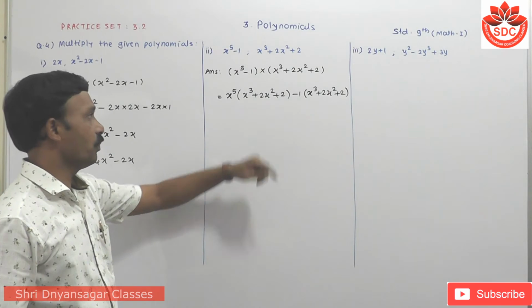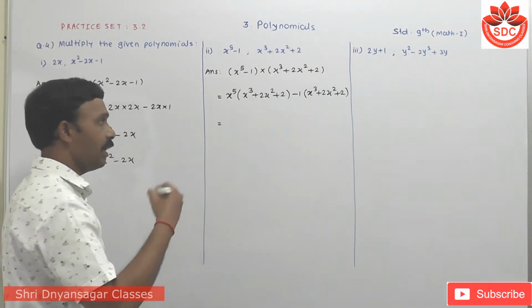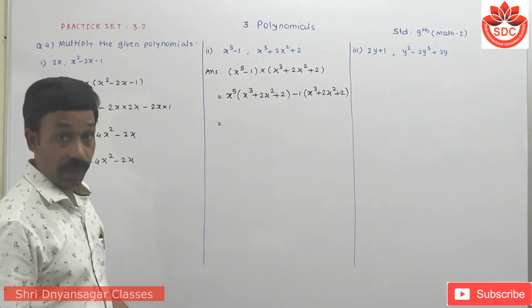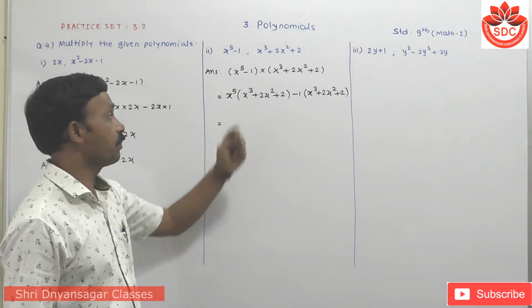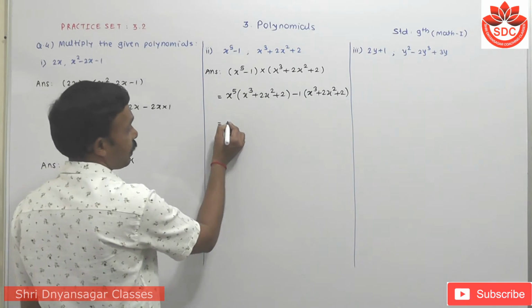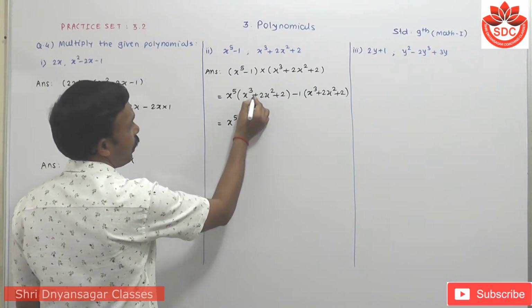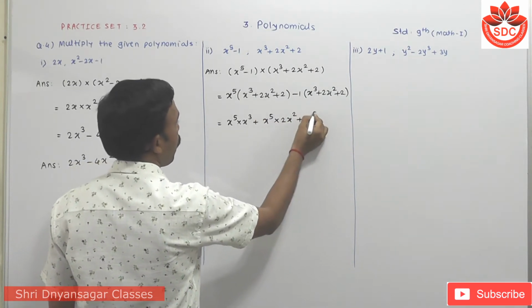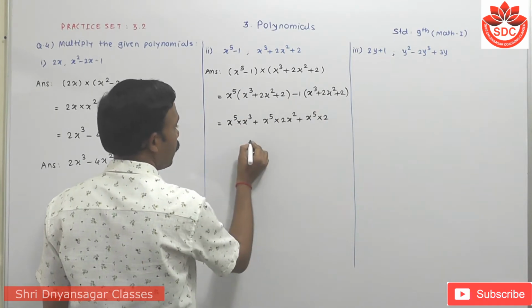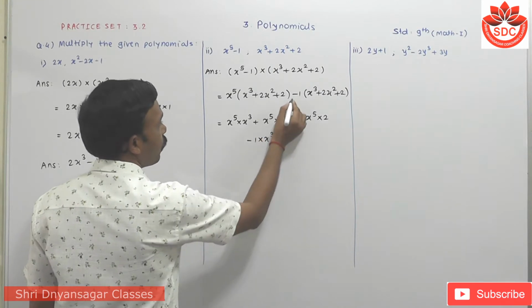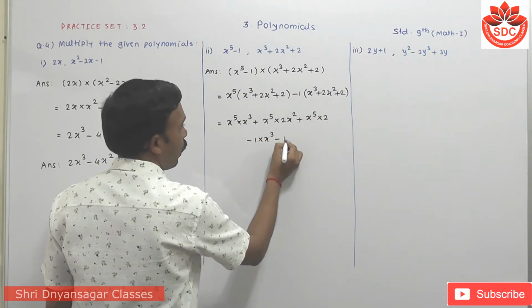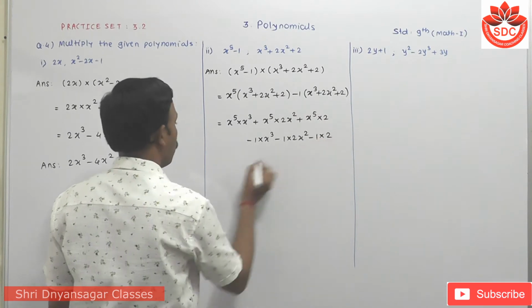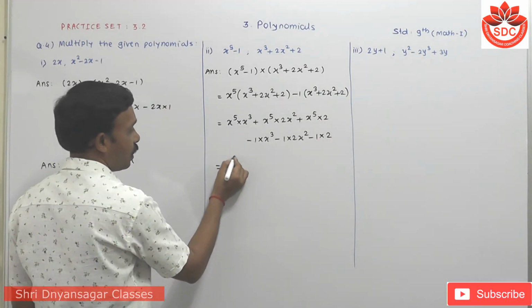Students, then multiplying x raised to 5 to this, we can directly multiply x raised to 5 into x cube equals x raised to 8, because by using laws of indices you have to add the powers, that means 5 plus 3. I have written the steps: x raised to 5 into x cube, then plus x raised to 5 into 2x square, plus x raised to 5 into 2, then minus 1 into x cube, then minus 1 into 2x square, then minus 1 into 2.